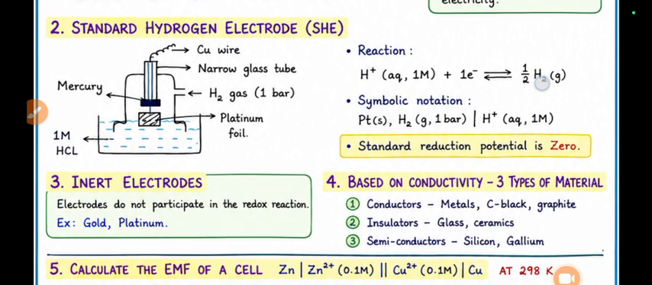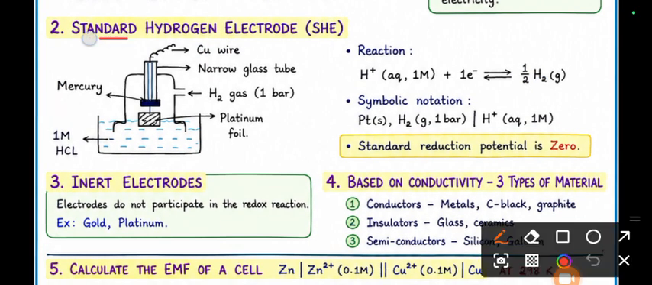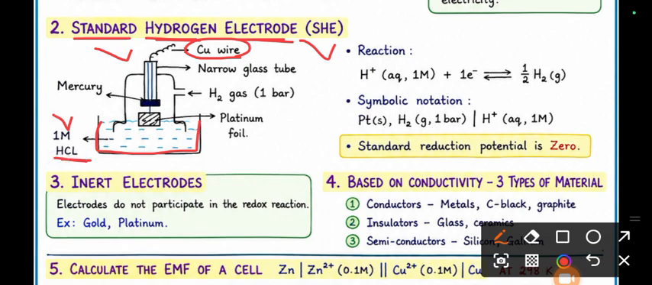Another 3 marks important topic from this chapter is standard hydrogen electrode, and this is a primary reference electrode. If you want to calculate the electrode potential of some unknown material, you need to connect those material with this copper wire to standard hydrogen electrode. Diagram is important. In the beaker, we need to take 1 molar hydrochloric acid, and in this we have to dip a platinum foil. On this platinum foil, we need to pass hydrogen gas at 1 bar pressure.